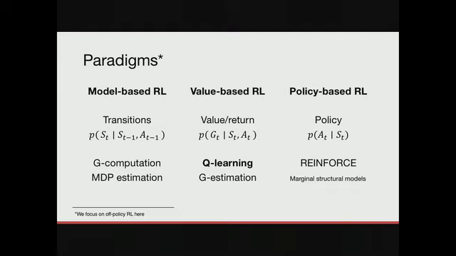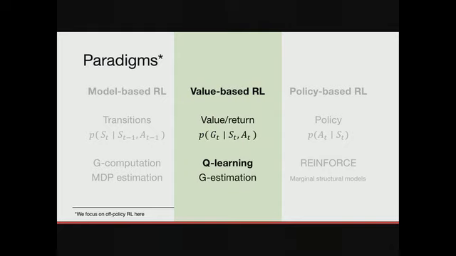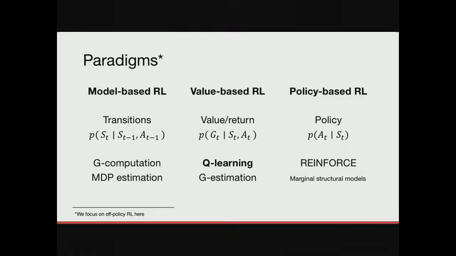There are several examples of model-based RL. One of them is G computation, which comes out of the statistics literature, if you like. And MDPs, where MDP stands for Markov decision process, which is essentially trying to estimate the whole distribution that we talked about before. There are various upsides and downsides of this. We won't have time to go into all of these paradigms today. We will actually focus only on value-based RL today. But you can ask me offline if you're interested in model-based RL.